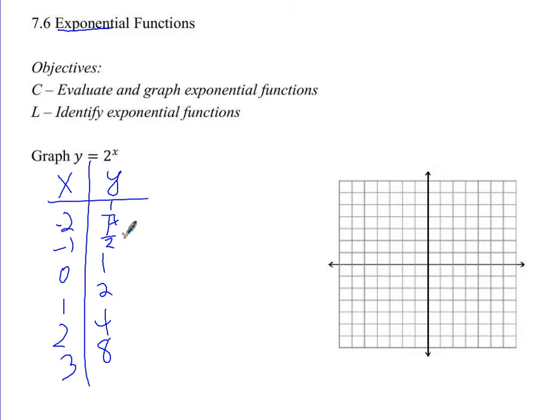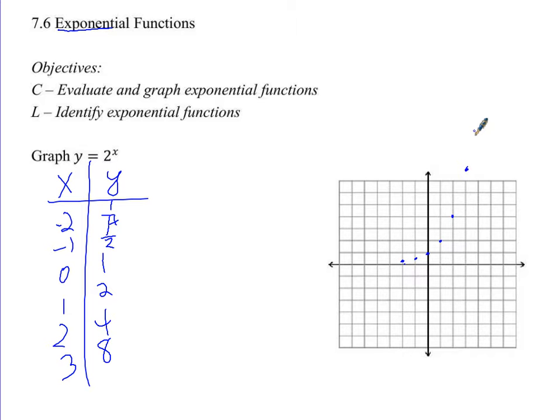We have -2 and 1/4, maybe there. -1, 1/2, so like there. And then 0, 1, that's easy. 1, 2, kind of easy. 2, 4, it's right there. And then 3, 8. There's 7, so 8's going to be off my grid a little bit. Okay, so we can kind of see what's happening from -2 and then to the right. This thing's kind of taking off and doing this.